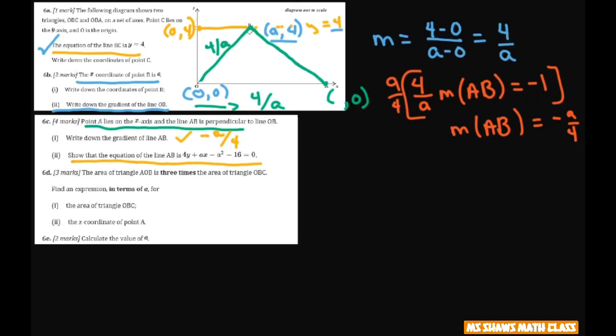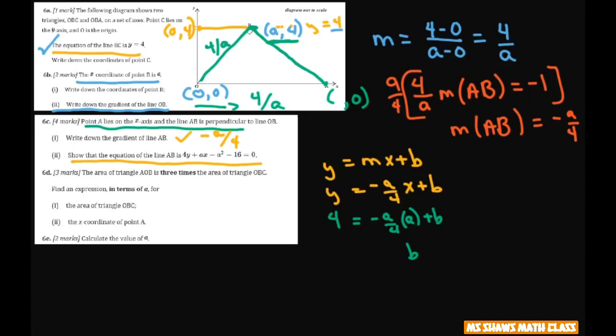Now show that the equation of the line AB is that. So basically, I'm going to write this in slope-intercept form, y equals mx plus b. And so y equals -A divided by 4 x plus b. Now to solve for b, we're just going to plug in a point that lies on the line, which happens to be A, 4. So your y is 4, and your x is A. So b equals 4 plus A squared divided by 4. So your equation is going to be y equals -A divided by 4 x plus 4 plus A squared divided by 4.